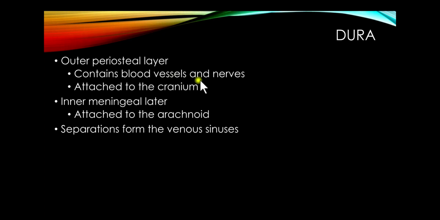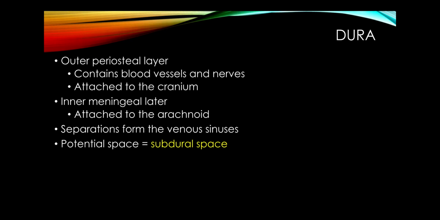When these are stretched, there are nerve endings here. And so even when we talk about migraine and the pathophysiology of migraine, we'll talk about abnormal nerve connections with blood vessels. And in between these outer periosteal and inner meningeal layers, they separate in places that result in venous sinuses. So we have potential spaces that arise around the dural layer.